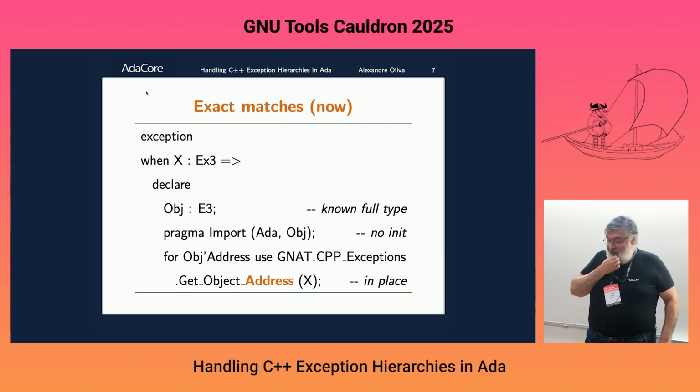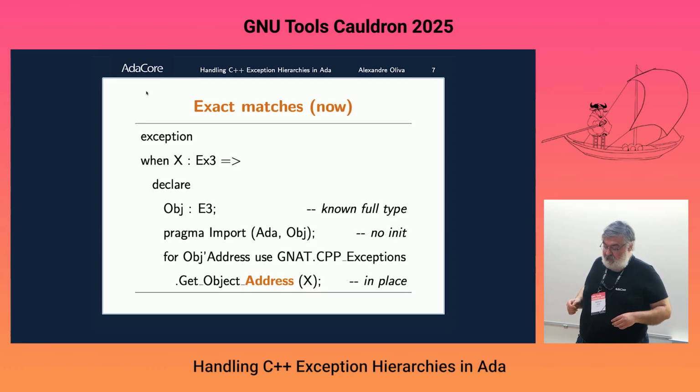So what you can do now, since some of the recent extensions enable you to, is handle an exception and use the getObject address function. It's not a generic, it's a direct function. And with that, you get the address of the object inside the exception temporary storage. And then you don't need copy, so the fact that it's a limited type is not a problem.